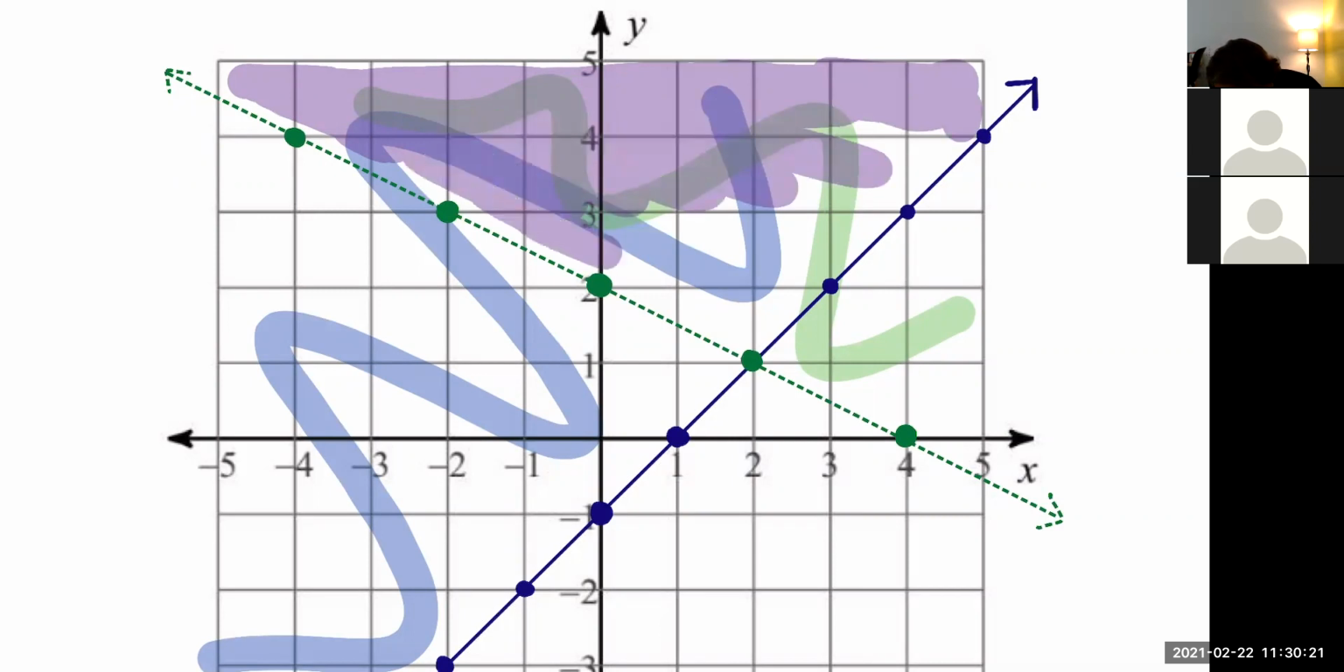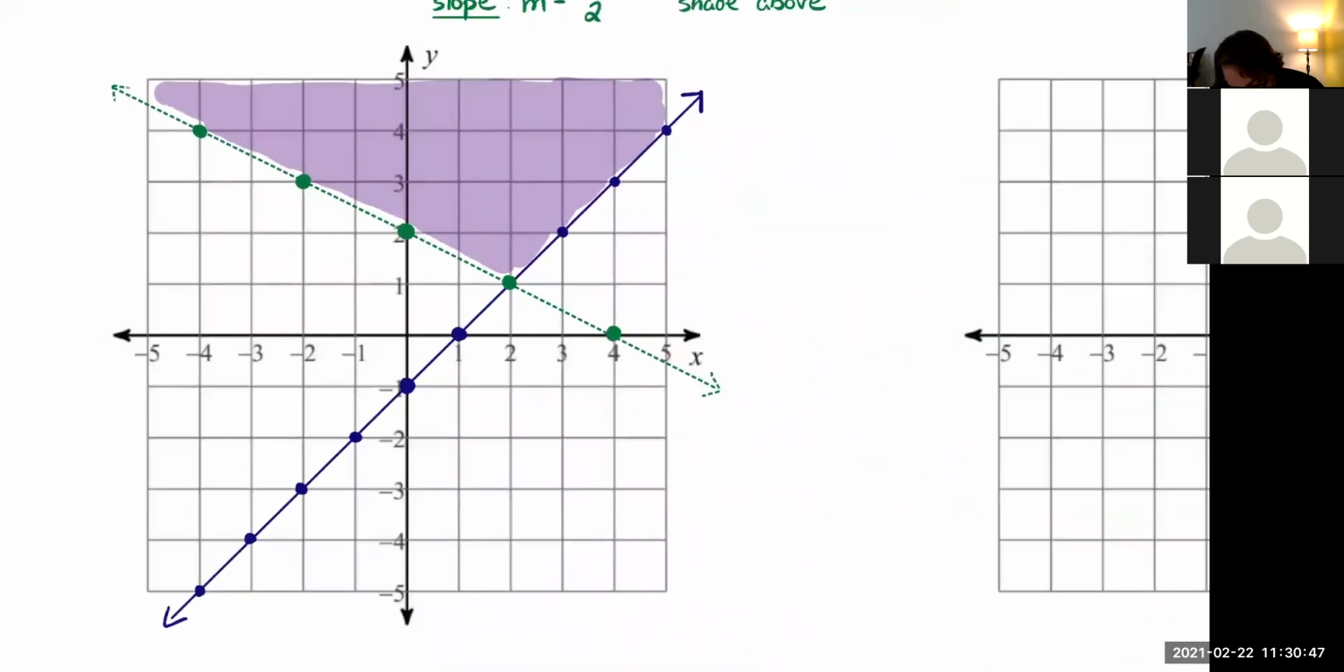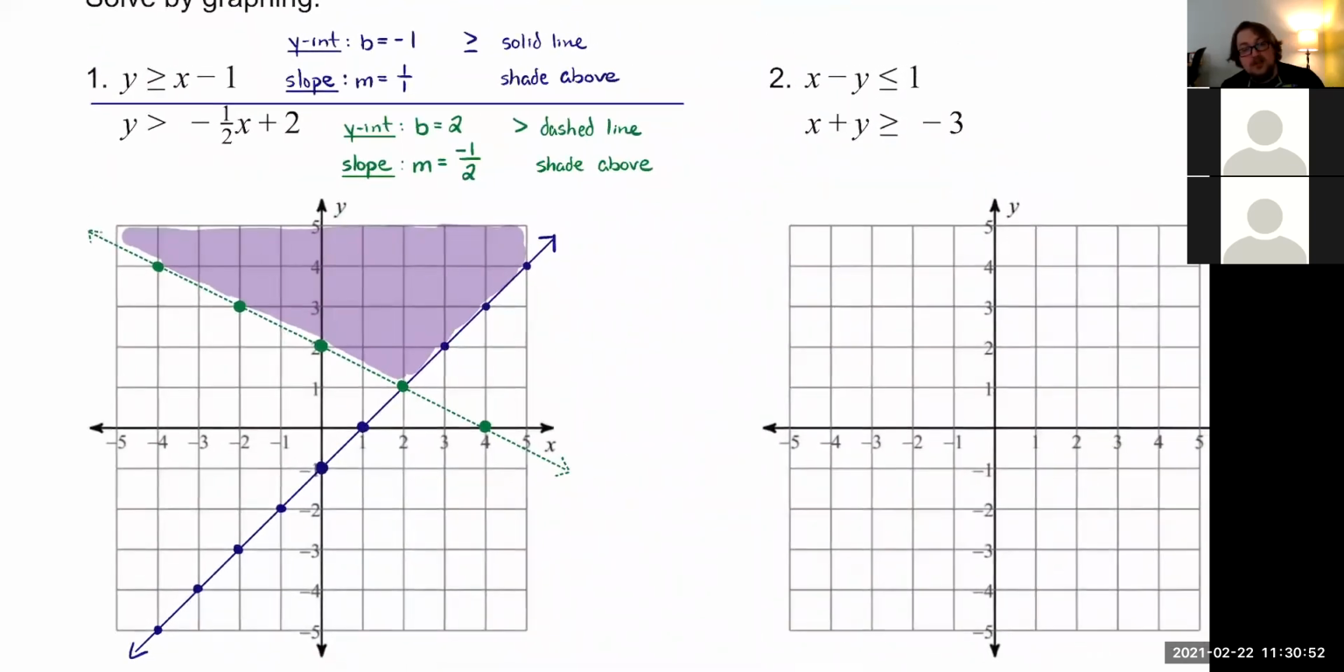Make sure, though, you don't cross our lines that we put in, because we need our region to be above not only the solid line, but also above the dashed line. Now, if you're picky like me, I usually go back and erase the extra just so I can see where my final graph region is located. But what you should end up with is this section right here.